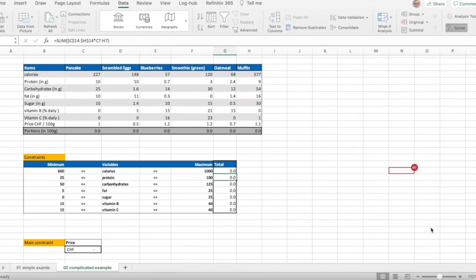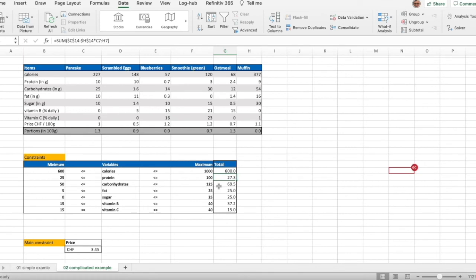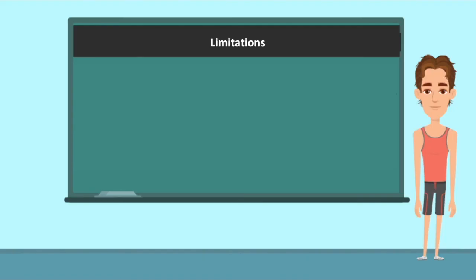At last, John has found the optimal solution for his nutritional requirements, at minimum cost. To be precise, at a price of 3 Swiss francs and 45 Rappen. To meet his goal, he needs to eat 130 grams of pancakes, 90 grams of scrambled eggs, a bit of smoothie, and 130 grams of oatmeal. In these cells, we see how his requirements are met. Now, John knows exactly what to eat to enjoy a balanced and healthy nutrition. And all thanks to linear programming.